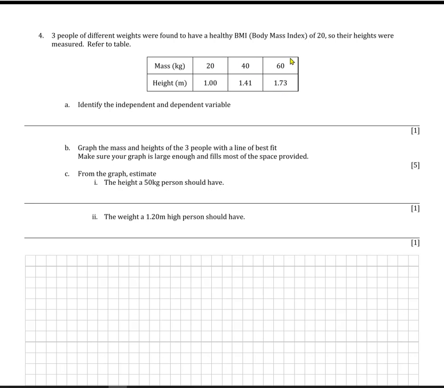So therefore the constants were the mass, and the variable, the thing that changed according to the masses, was the height. So the independent variable in this case will be mass, and the dependent variable, so it's dependent on the mass that you chose, is going to be the height. Okay, so what we need to do is graph the mass and heights of 3 people and do a line of best fit. Make sure we use enough space.